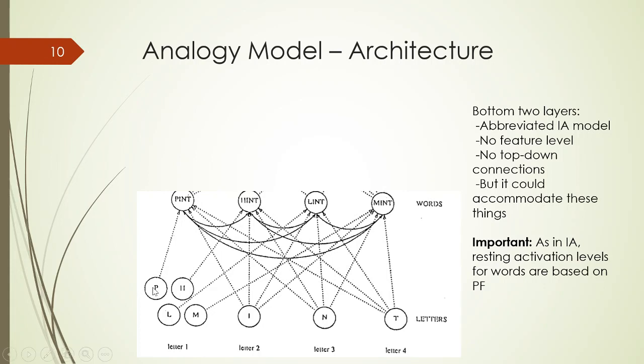And in terms of what letter nodes are excitatorily versus inhibitorily coupled with what word nodes, that once again is based on which words would be consistent or inconsistent with which letters in specific positions. For reasons that I'm not going to get into in this lecture, but which will be very important when we come back to this model next week, we're looking at a particular subset of words here: pint, hint, lint, and mint.